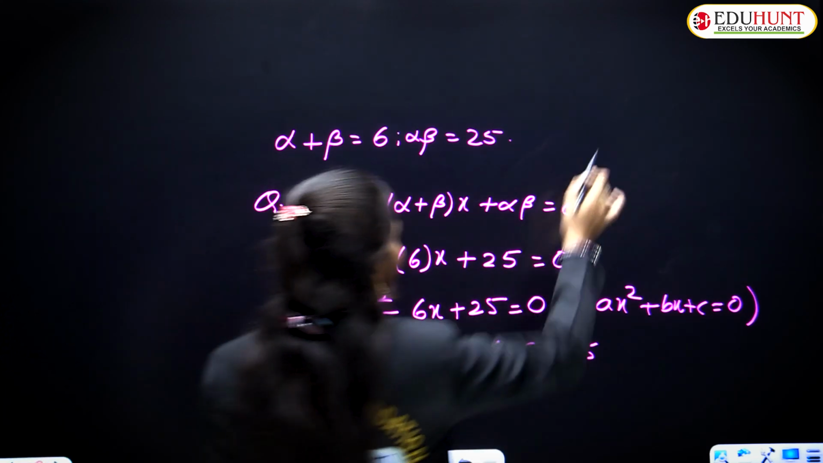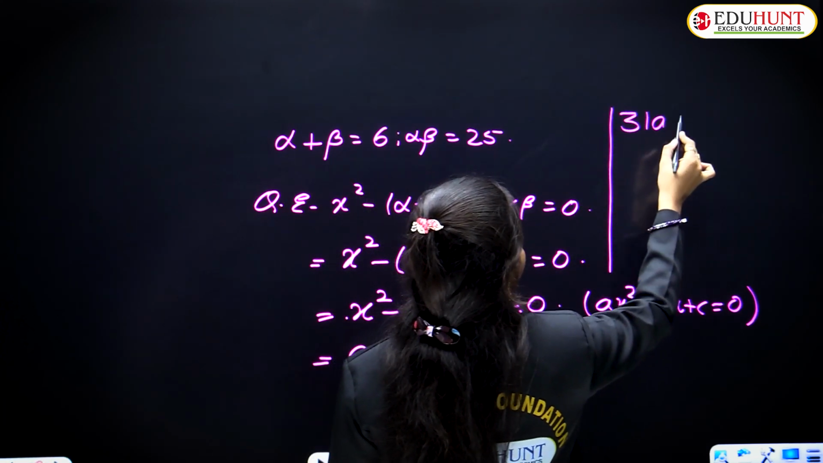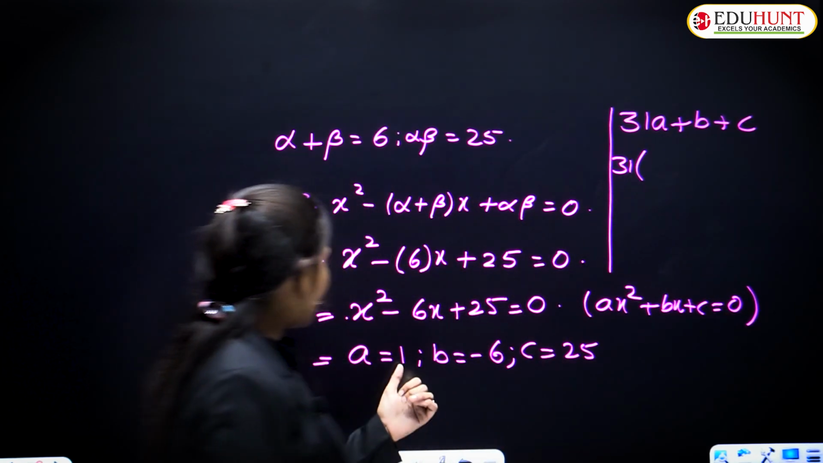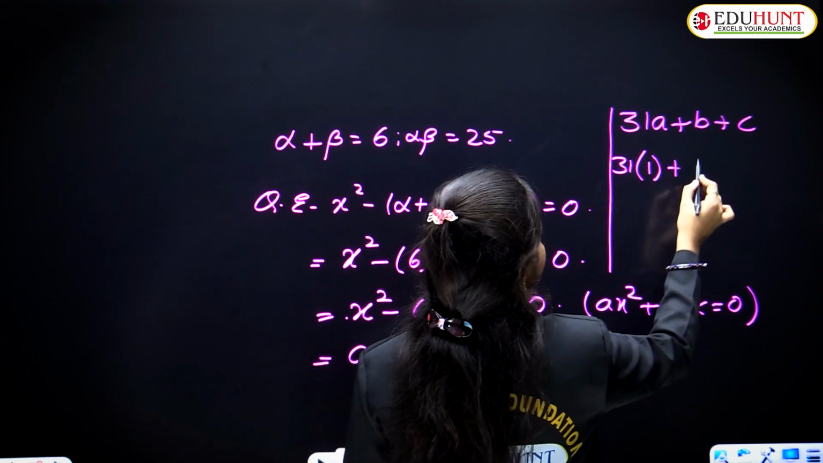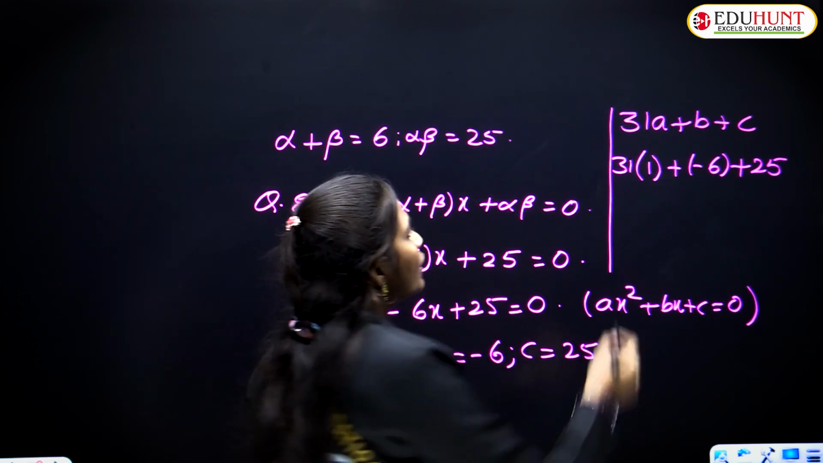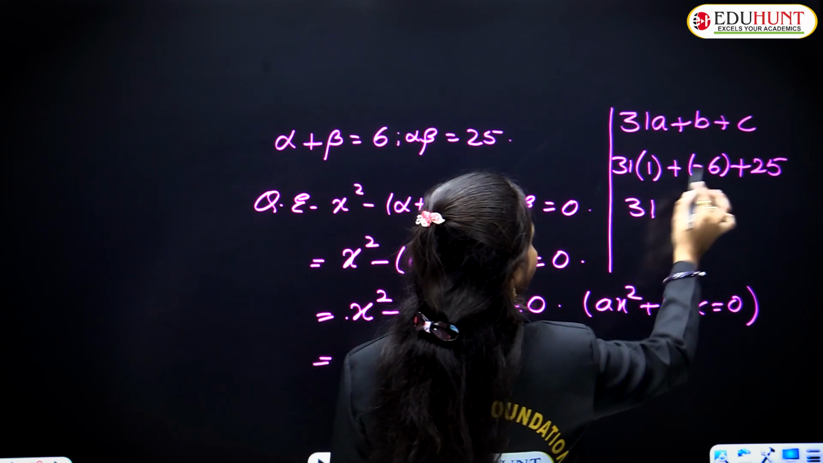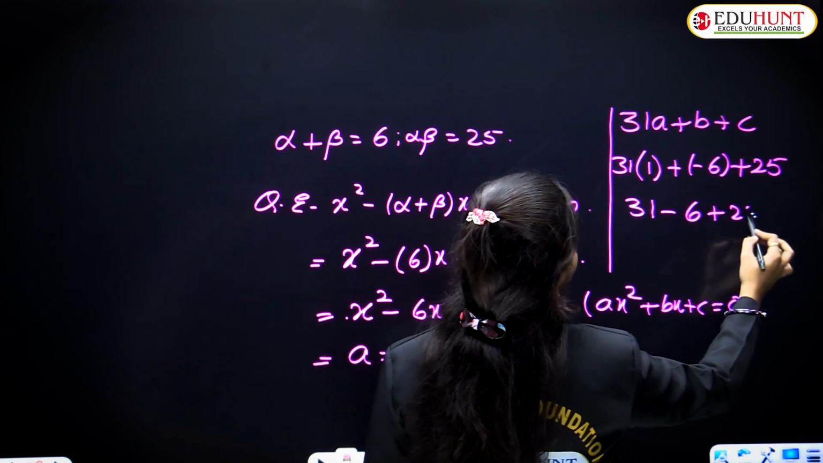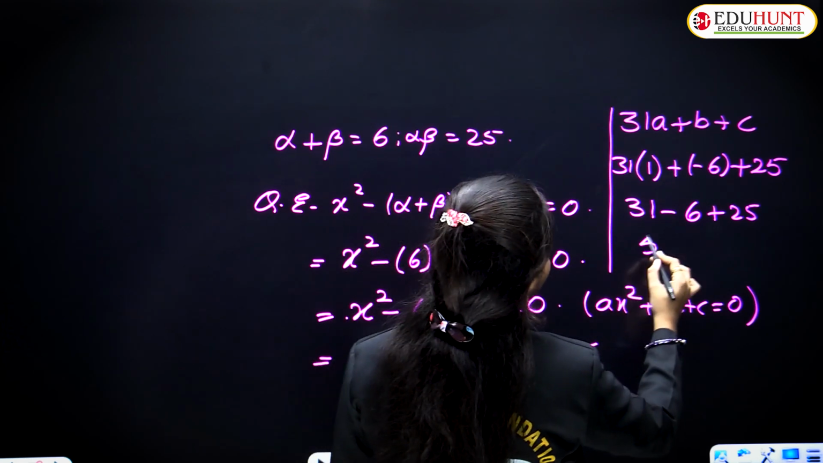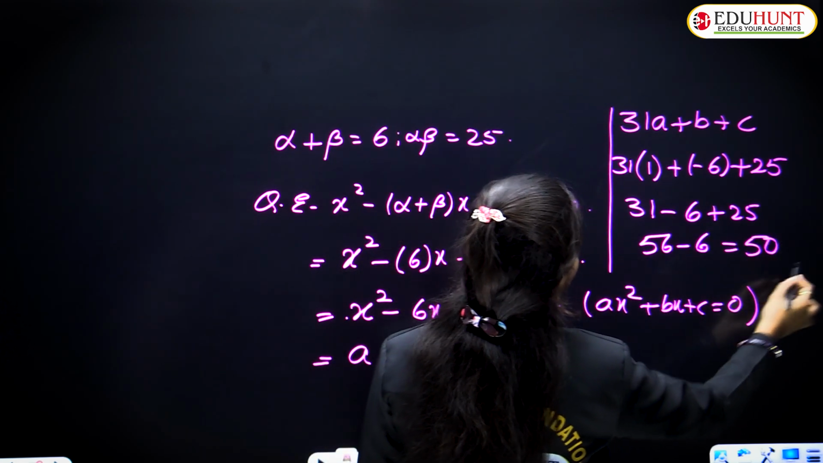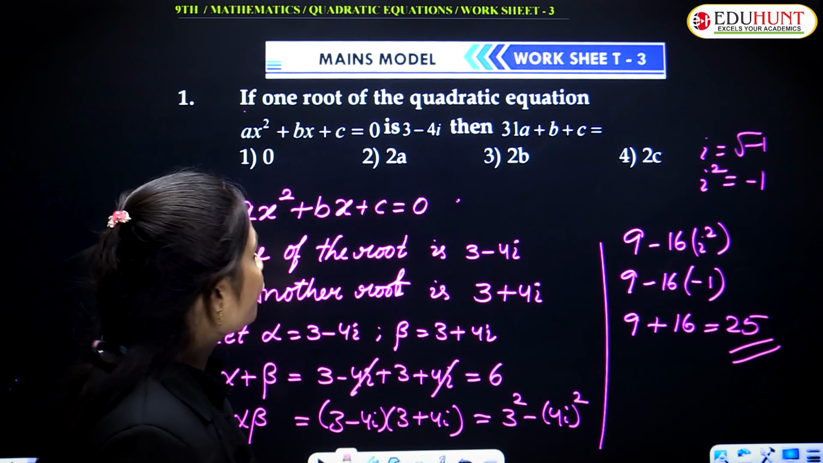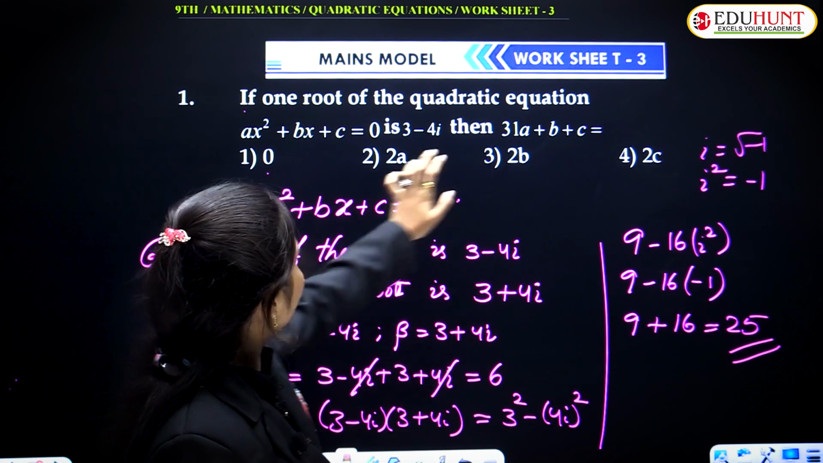Okay. So, what do we have to find now? We need to find the value of 31a plus b plus c. So, 31 into a which is 1, plus b which is minus 6, plus c which is 25. Clear? So, 31 into 1 is 31, plus minus 6, plus 25. So, 25 plus 31 equals 56, minus 6 equals 50. Understand? So, the value here is 50. So, 50 means the option they gave is 0, 2a, 2b, 2c.